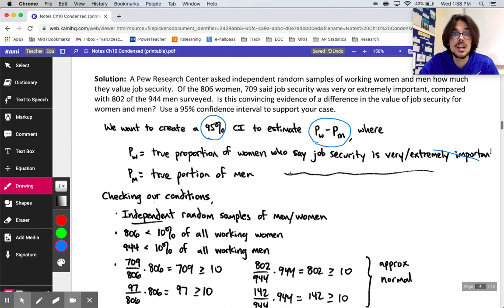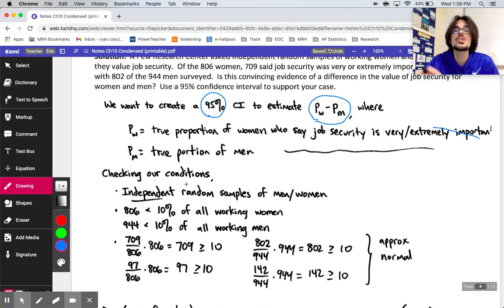Well, we would need to check our conditions right here. First of all, our samples need to be independent of each other. Let's say I did a random sample and I ended up talking to women and their husbands. Well, women and their husbands are probably in similar financial positions where if the wife is like concerned about job security, probably that her husband is also going to be as well. So that would be a bad way to conduct my sample right here.